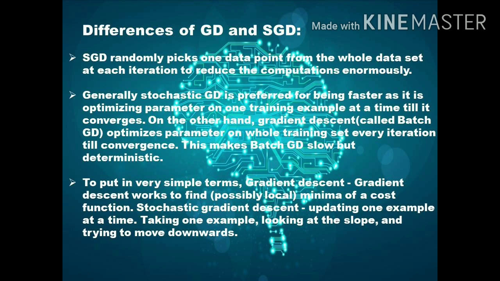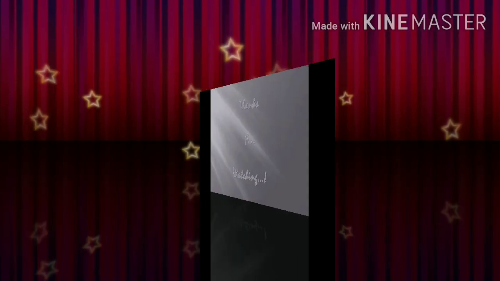To put in very simple terms, gradient descent works to find minima of a cost function. Stochastic gradient descent updates one example at a time, taking one example, looking at the slope and trying to move downwards.